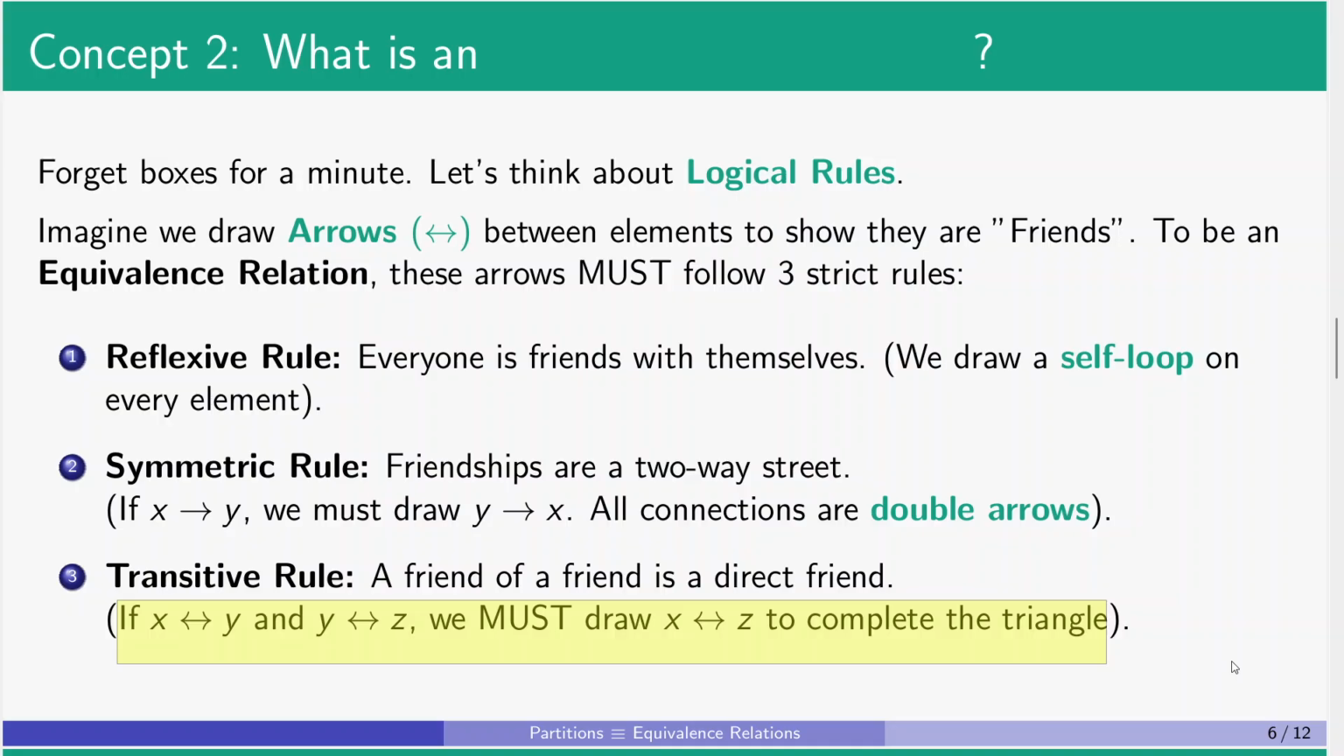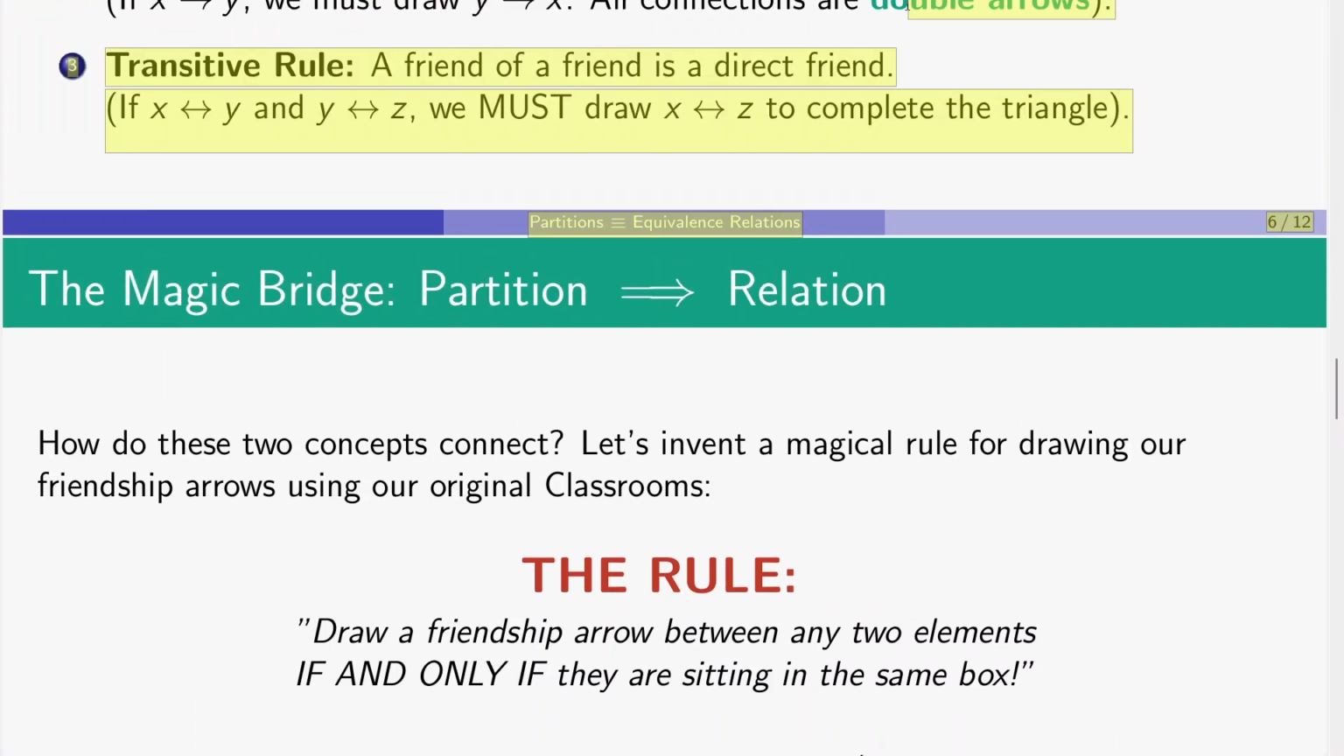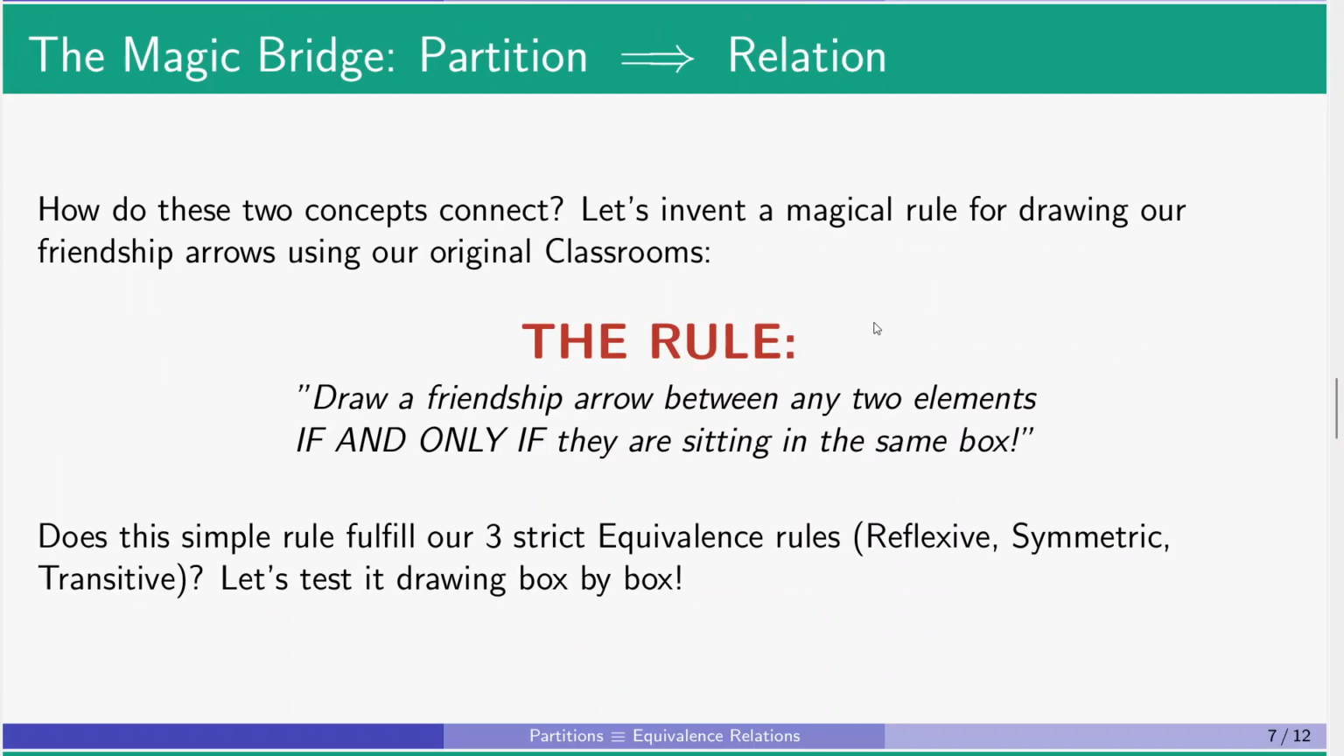Now we arrive at the heart of today's lesson, the magical bridge connecting our 2 concepts. How do partitions and equivalence relations connect to each other? Let me give you a single rule, one simple, beautiful rule that creates a bridge between them. Here it is. Draw a friendship arrow between any 2 elements if and only if they are sitting in the same box. That is it. That is the entire rule. If 2 elements share a block in our partition, we connect them with an arrow. If they are in different blocks, we draw no arrow between them.